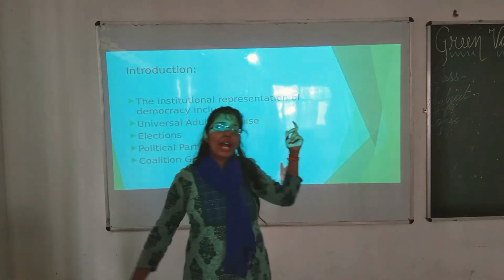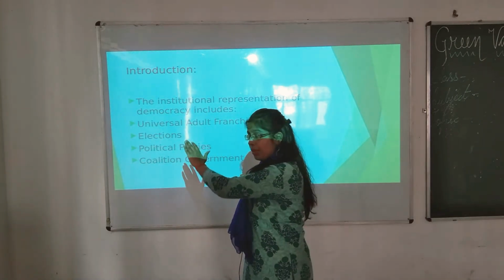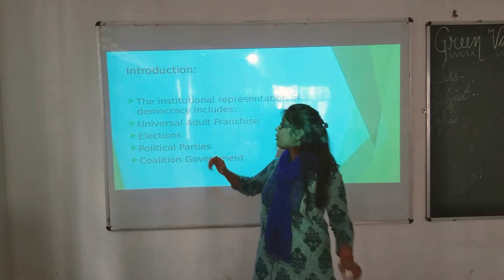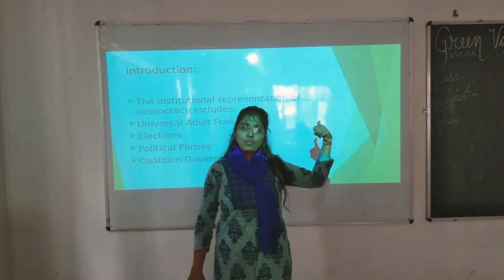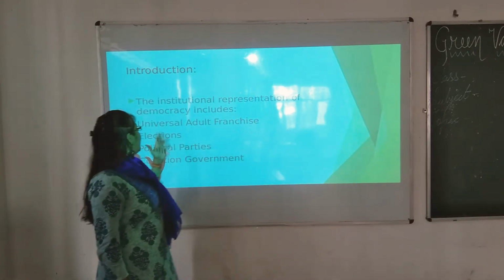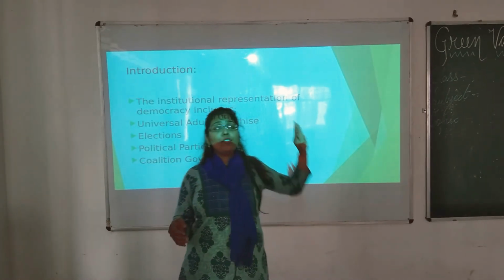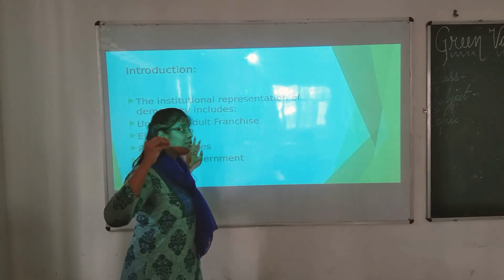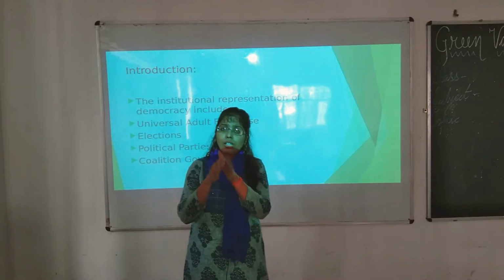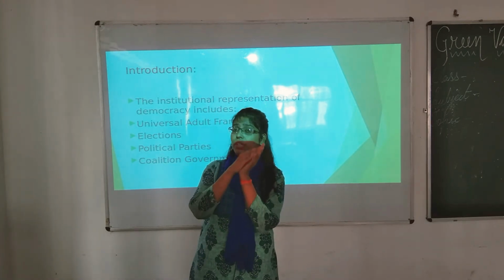So as you can see, I have written here introduction. This is a basic introduction which you are going to study in this chapter. Not in the first video, a series of videos will come. So in this chapter basically we are going to study about universal adult franchise, which is the first representation of democracy. Second being election, third being political parties and fourth coalition government. So basically there are four representations of democracy which you are going to study in this chapter. One by one we will cover all the topics slowly and steadily and will focus that you understand the concept whatever is being taught by me.